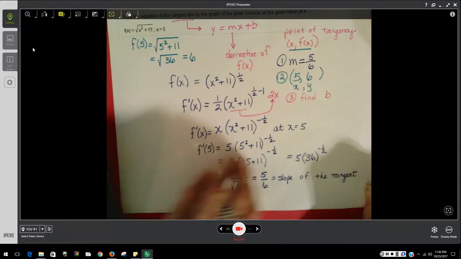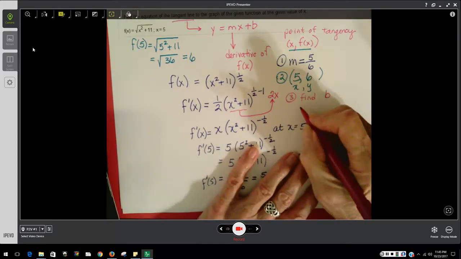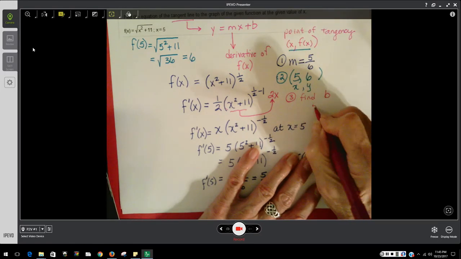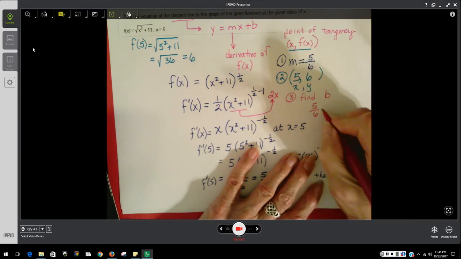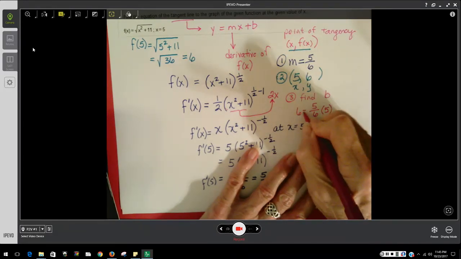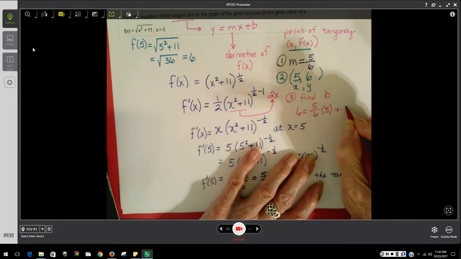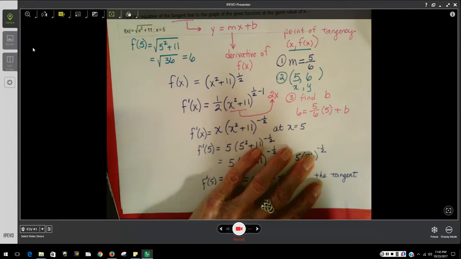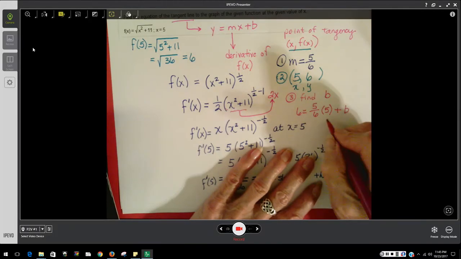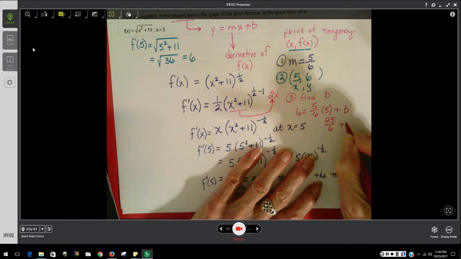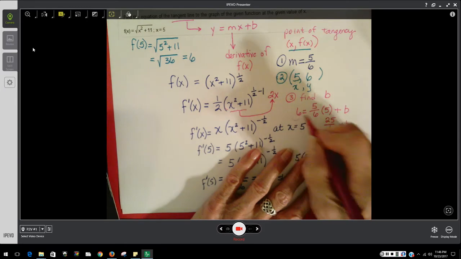So the way that we'll find b is we're going to go back to y equals mx plus b, except m is 5/6 and x is 5 and y is 6, and the only thing that we don't know is the value of b. So 5 times 5 is 25 over 6, plus b is equal to 6.